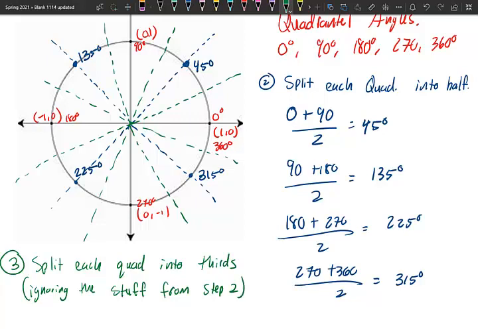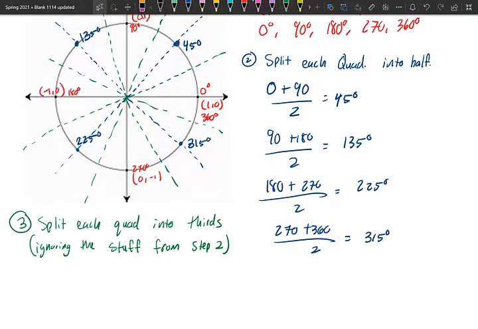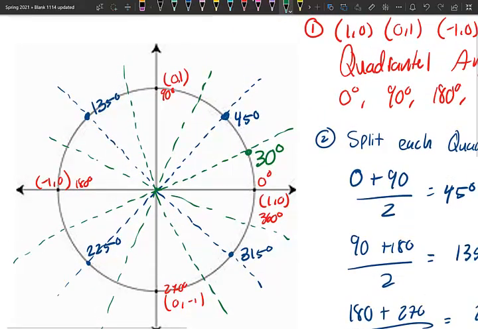So we're going to split each quadrant into thirds and ignore the stuff in step 2, pretend none of that is there. So we need to find the third way mark between 0 and 90. A third between 0 and 90, we get 30 degrees. And we count. This is where we actually get to count and we don't have to break it up anymore. So it counts as 30s. Each green one is 30 more than the last. So if this is 30, then we have 60. 60 plus 30, we get 90.